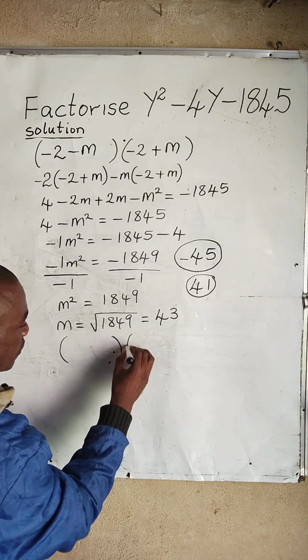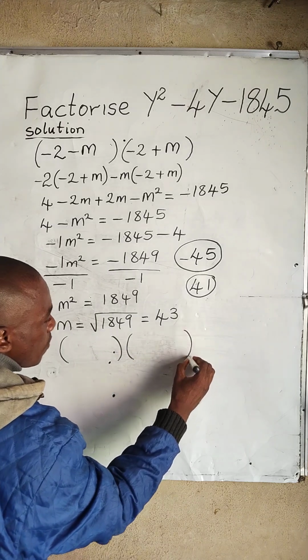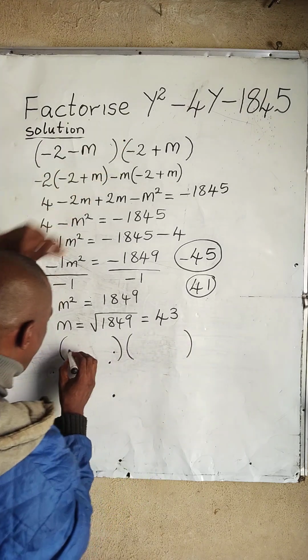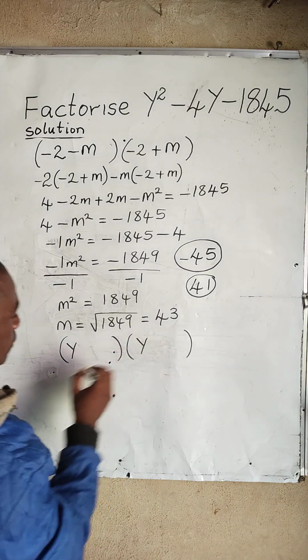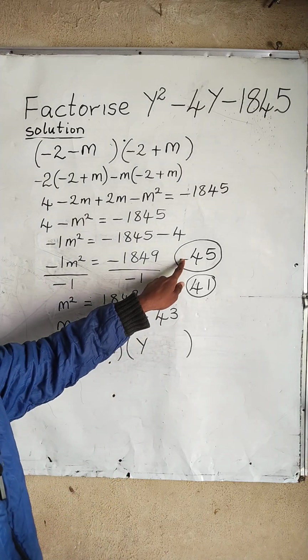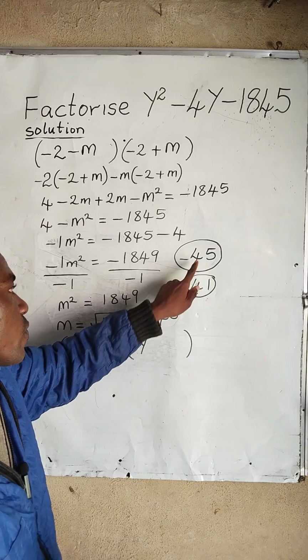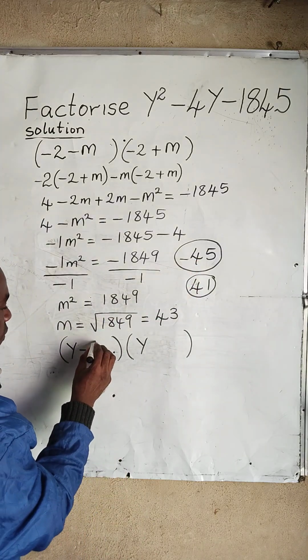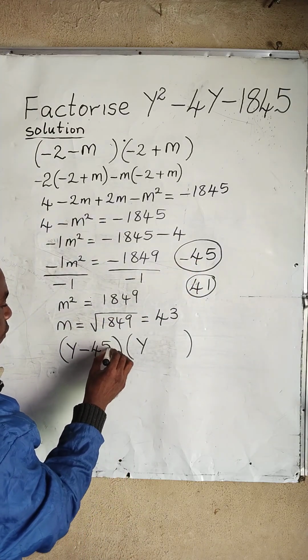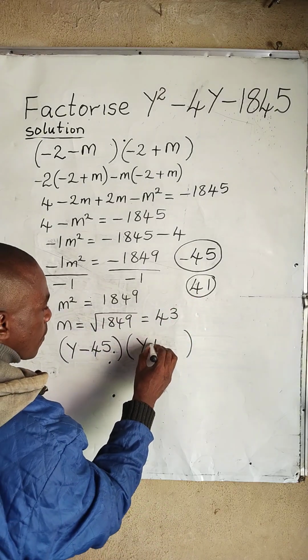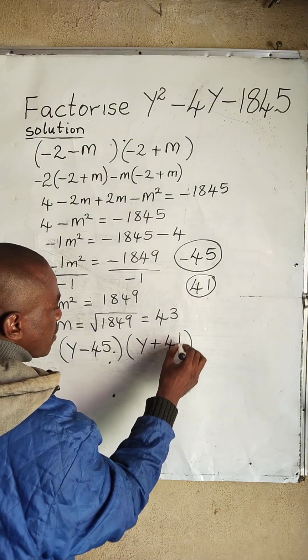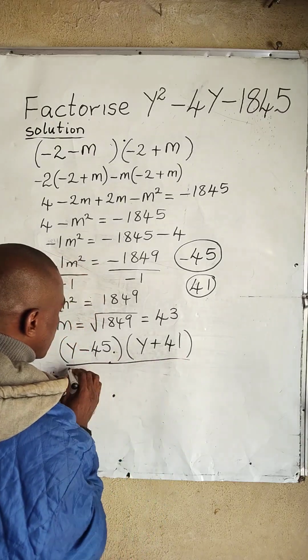Now, for these two values that I obtained, I will generate two brackets. And in these two different brackets that I will form, I will fix one y here. I will equally fix one y to the other one. Remember that in the first one, what we got is minus 45. So I will fix minus 45 here. For the other one, I will fix plus 41. And that will automatically become the answer.